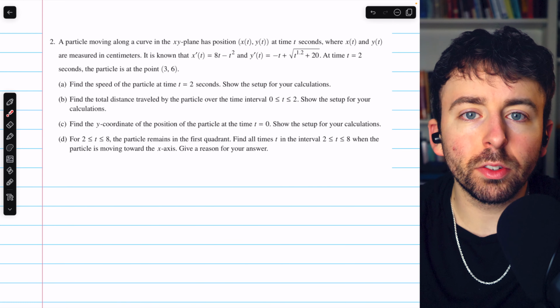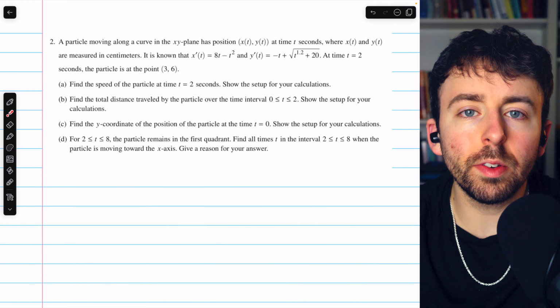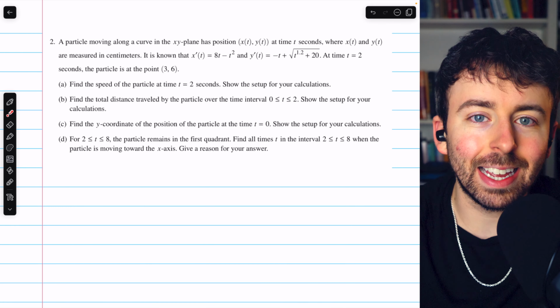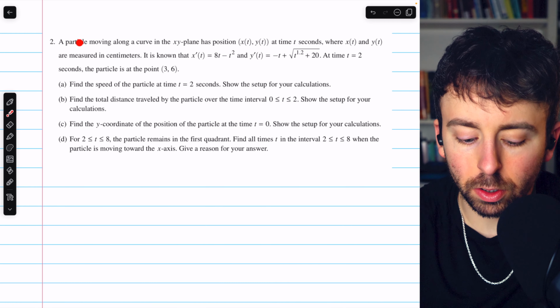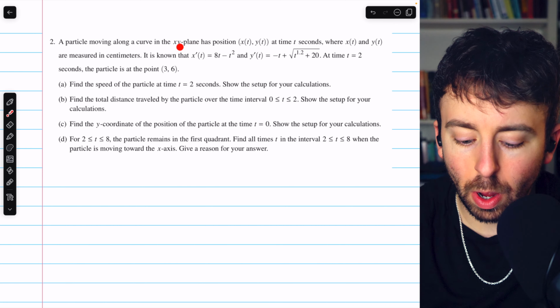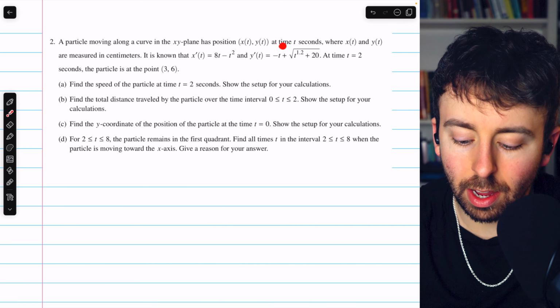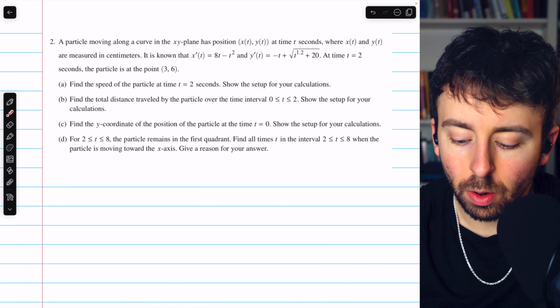This is free response question 2 from the 2024 AP Calc BC exam. It is part of the graphing calculator section. A particle moving along a curve in the xy plane has position x of t, y of t at time t seconds, where x of t and y of t are measured in centimeters. It is known that x prime of t is this and y prime of t is this. At time t equals 2 seconds, the particle is at the point (3, 6).